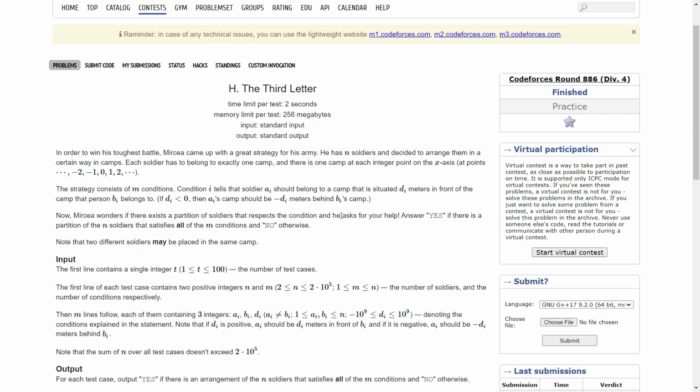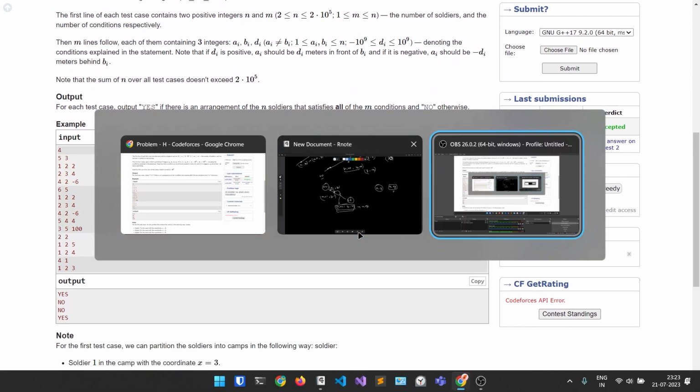specific order, and each of those conditions will be given in the form AI, BI and DI, right? So each of the conditions will have 3 values, and it says that the camp of the soldier AI should be situated DI meters in front of the camp of the person BI. If DI is less than 0, then AI's camp should be |DI| meters behind BI's camp. So basically, let me just explain to you.